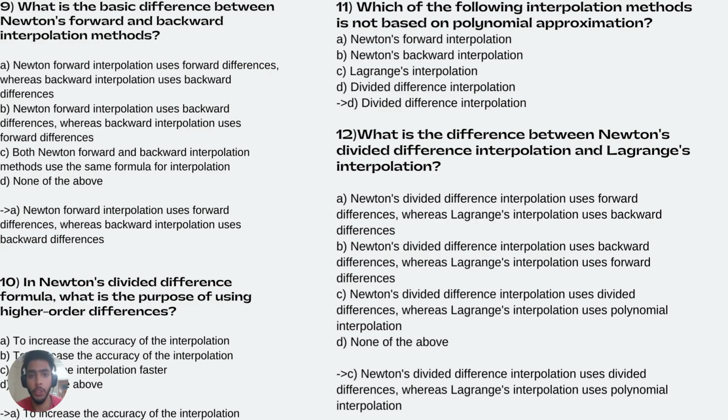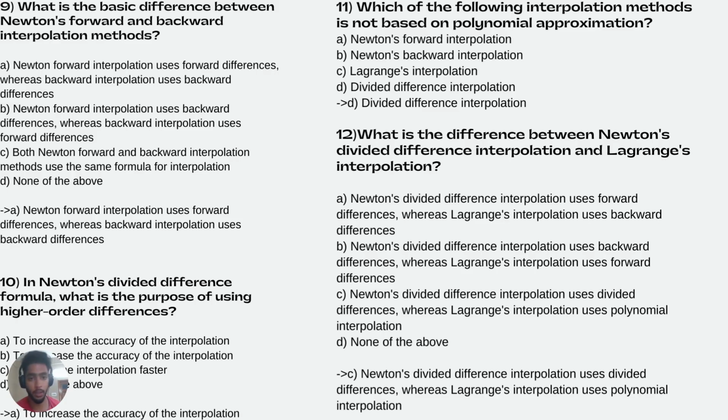Which of the following interpolation methods is not based on polynomial approximation? Moving on, option by option: Newton forward, Newton backward, Lagrange interpolation. It's all based on the polynomial approach. But D, divided difference interpolation, it's not based on the polynomial approach. So yeah, D is going to be our answer. Moving on to question number 12.